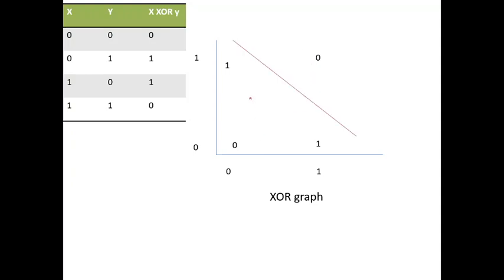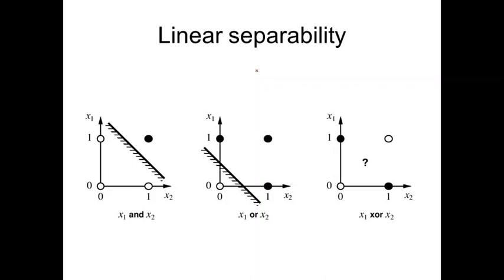Now I try to draw a line. See, still I am getting some zeros here. So I draw one more line. So this is not linearly separable. Then how to handle this XOR problem? You cannot solve it with a single perceptron or a single layer perceptron. So we need to use some extra functionality. We are going to use Gaussian functionality. The AND gate is linearly separable, the OR gate is linearly separable, whereas exclusive OR is not linearly separable.